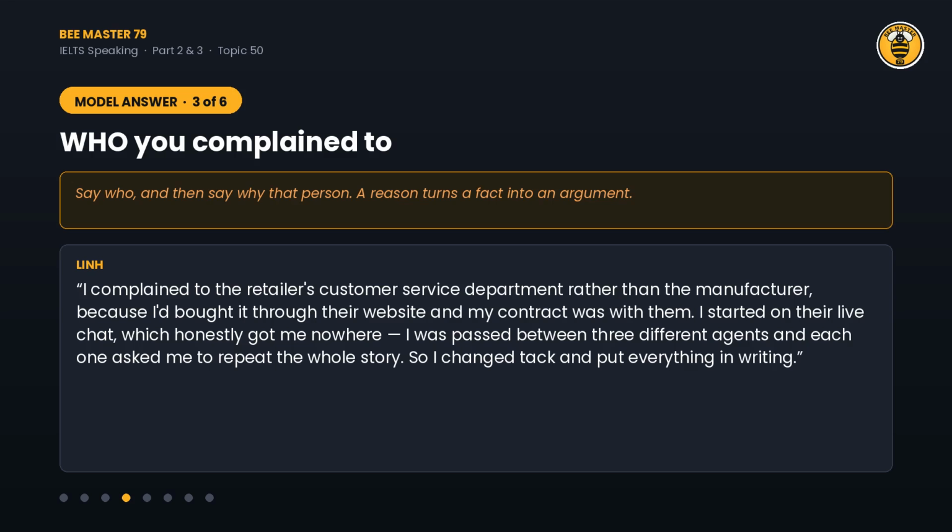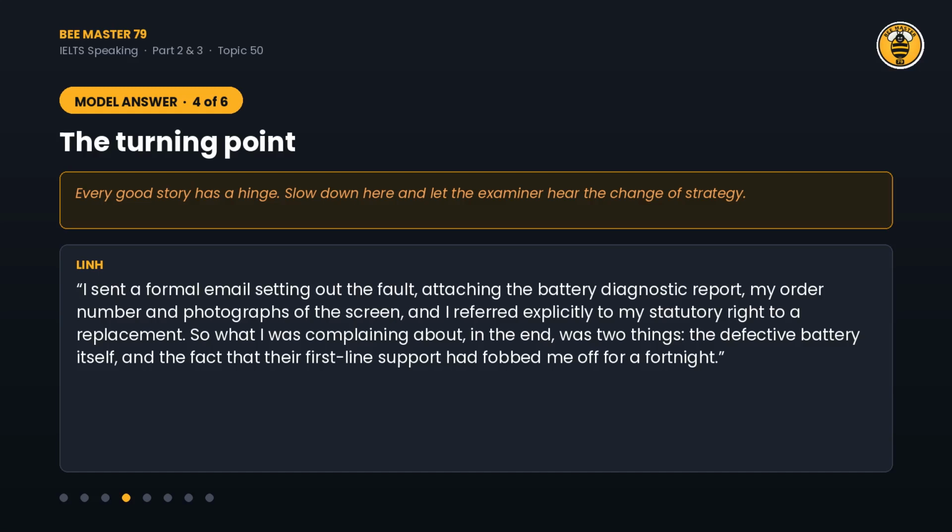Piece 4, the turning point of the story. I sent the formal email setting out the fault, attaching the battery diagnostic report, my order number and photographs of the screen, and I referred explicitly to my statutory right to a replacement. So what I was complaining about in the end was two things: the defective battery itself and the fact that their first line support had fobbed me off for a fortnight.